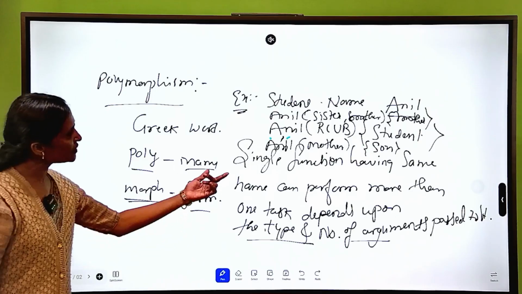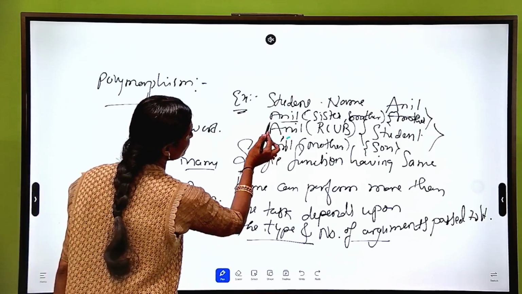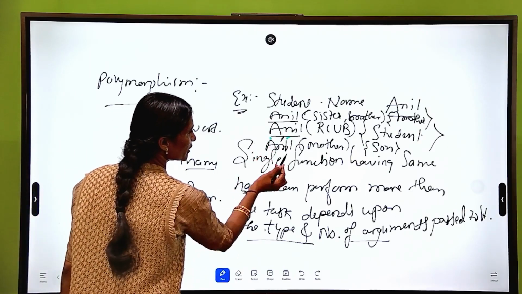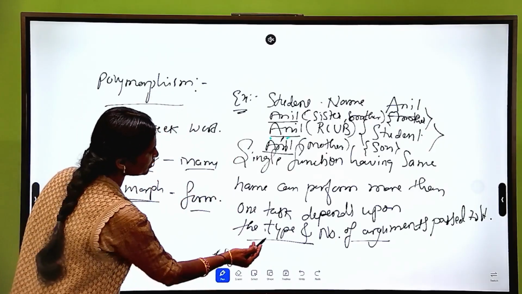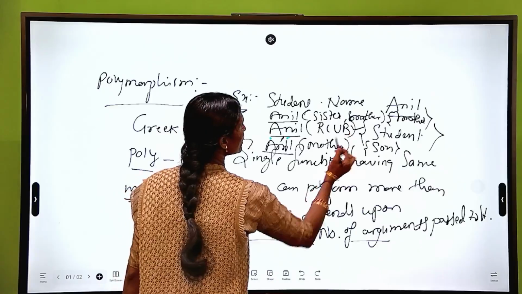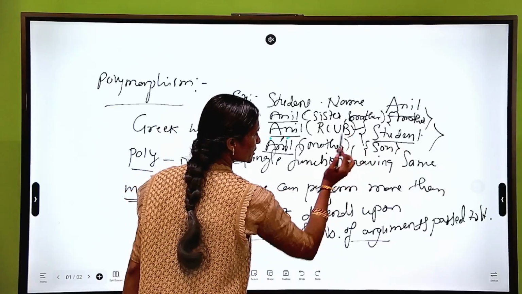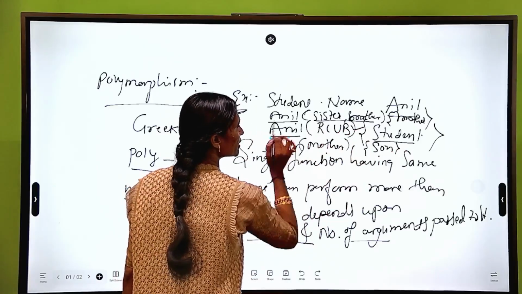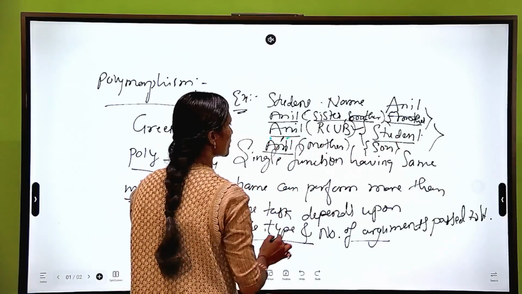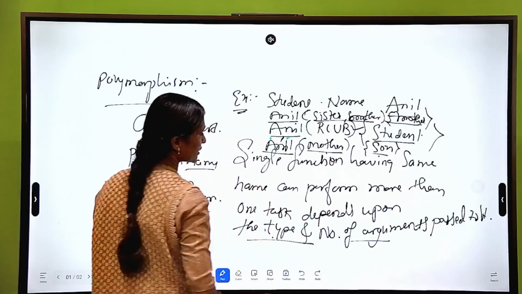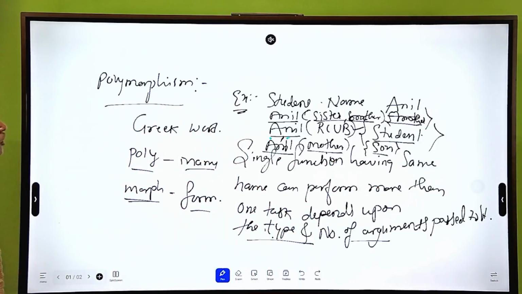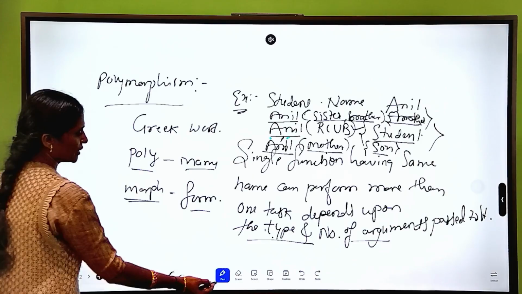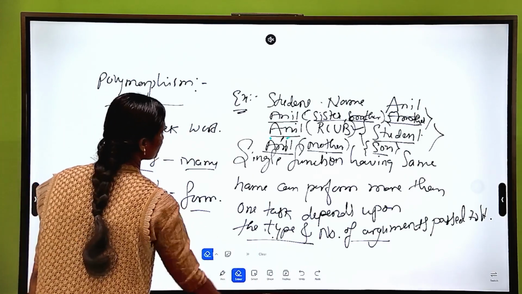That is, a single function having the same name. The function name is Anil, function name is Anil, function name is Anil. But what changed? The type of argument. The argument is RCUB, hence the operation is student. If the type name is brother and sister, then that is brother. If it is a mother, then he will act as a son. So this is called polymorphism. Let us see the types of polymorphism.